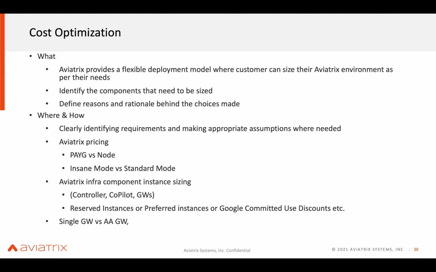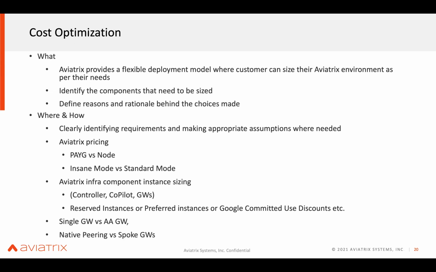Other things are single gateway versus active gateway. Aviatrix has a single gateway option, where for environments that are very low priority, SLAs of a couple of minutes, 3 or 4 minutes are fine. Does the customer want to use a single gateway versus going multi-gateway? Then there's native peering versus spoke gateways.